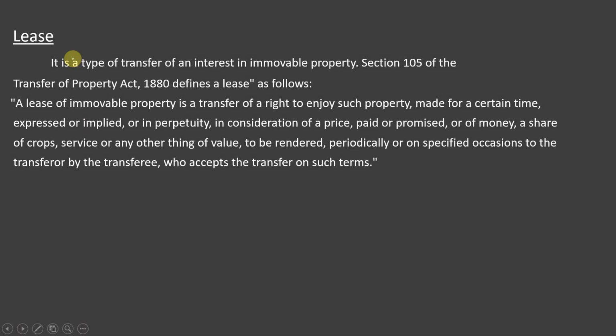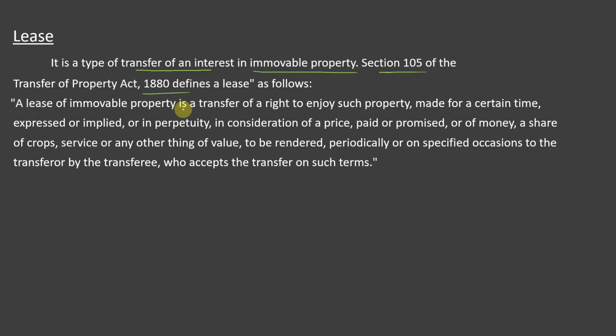Let us start by understanding the meaning of lease. Lease is a type of transfer of an interest in immovable property. Section 105 of the Transfer of Property Act 1880 defines a lease. So the definition of lease is mentioned in the Transfer of Property Act 1880 under section 105.